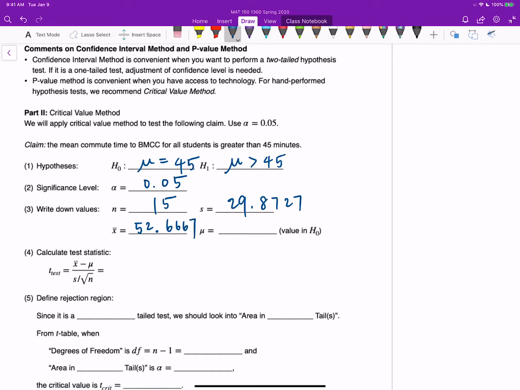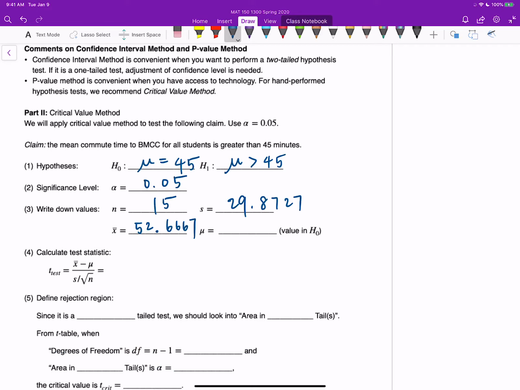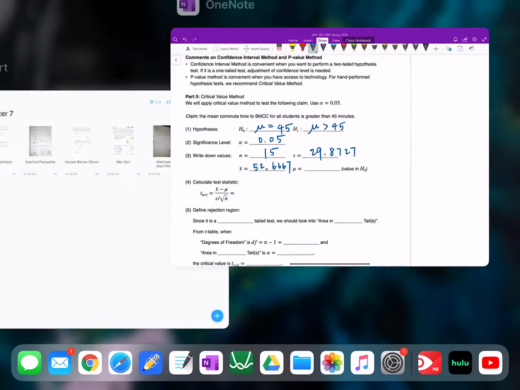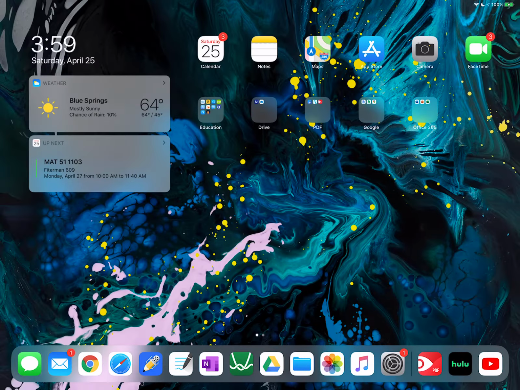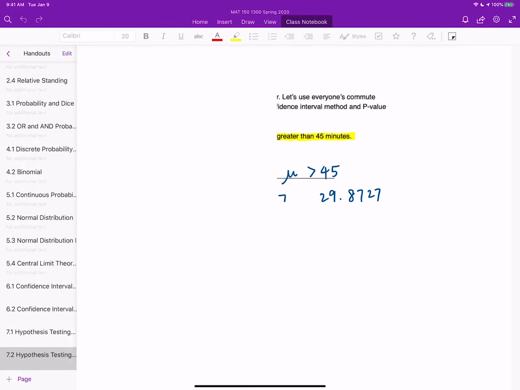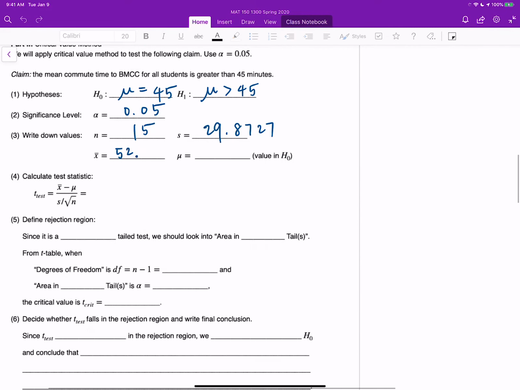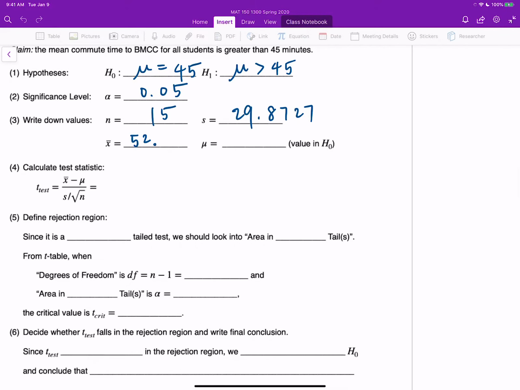Oh no, my OneNote crashed again. So I have to reopen OneNote. Just give me a second. Alright, we're back. The value for mu will be the default value, which is 45. So you just put 45 there.